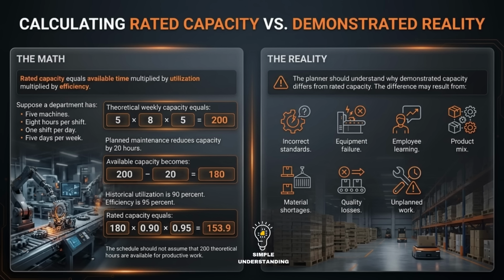Demonstrated capacity may be even lower if quality, staffing, or material problems exist. The planner should understand why demonstrated capacity differs from rated capacity. The difference may result from incorrect standards, equipment failure, employee learning, product mix, material shortages, quality losses, unplanned work.